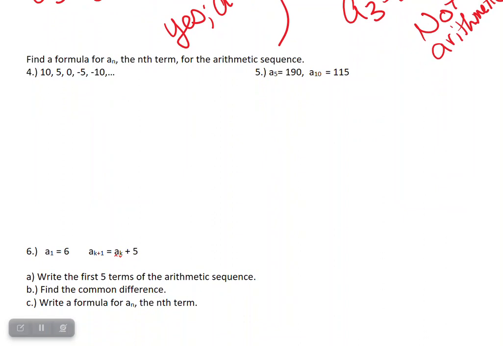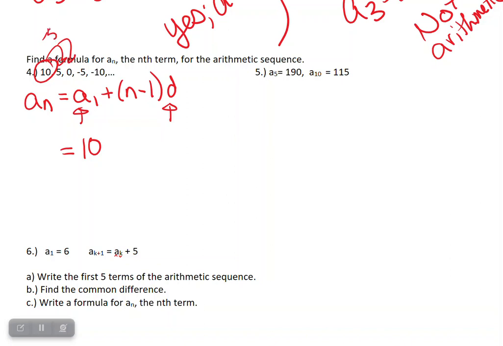When we look at these, we can also find a generic formula for them. We can use the first generic formula that we saw to help us with specific sequences. So we think about a sub n equals a sub 1 plus n minus 1 times d. Do I have the first number and the common difference? I have the first number, which is 10. I can easily find the common difference: each one is decreasing by 5, so it's negative 5.